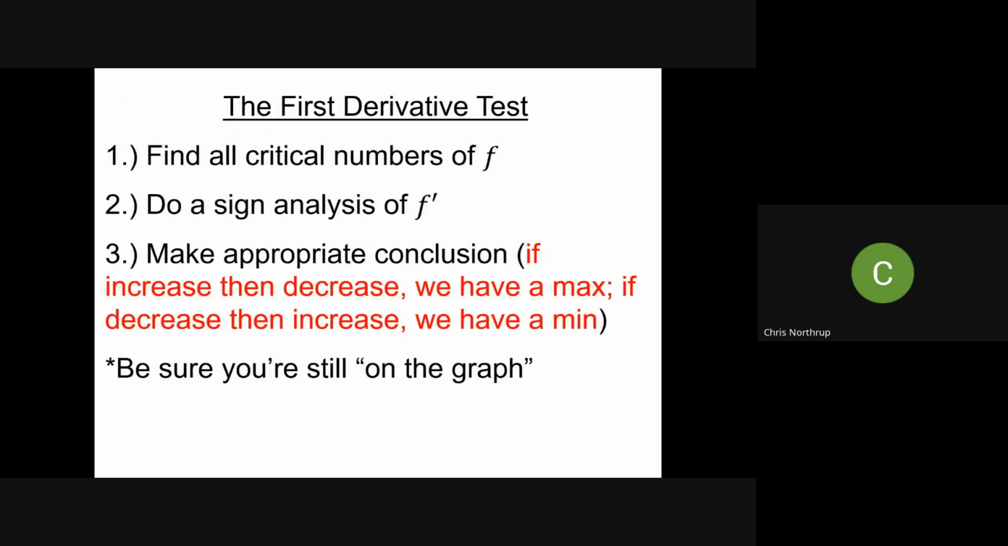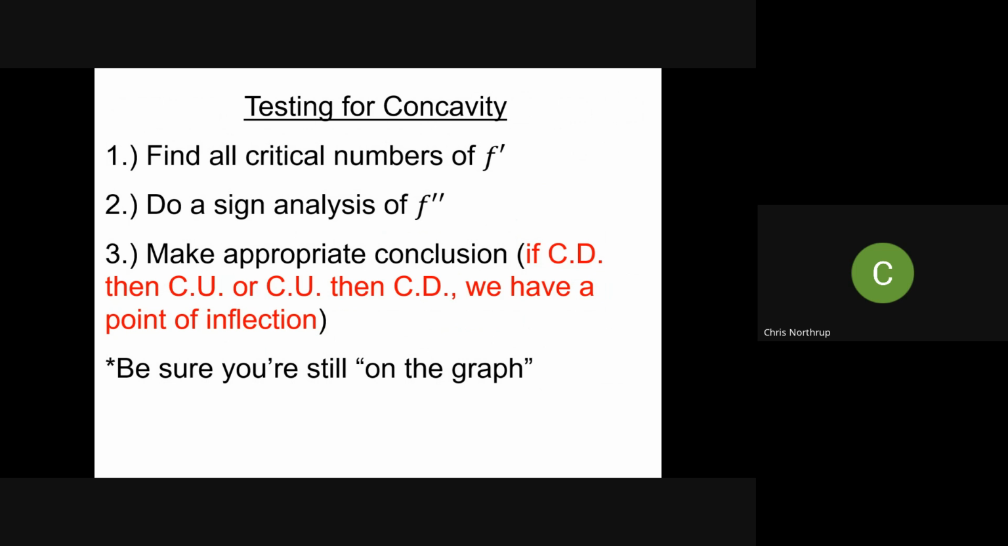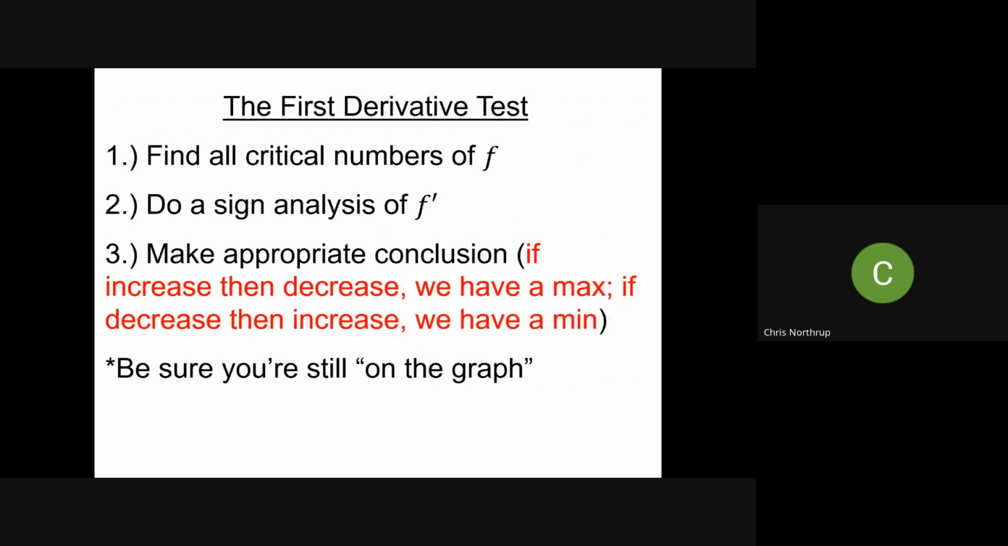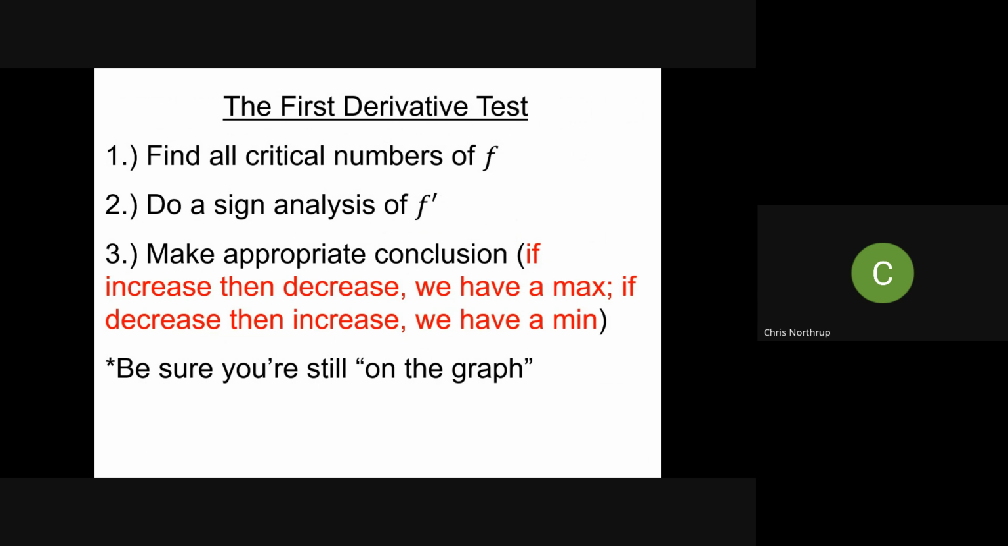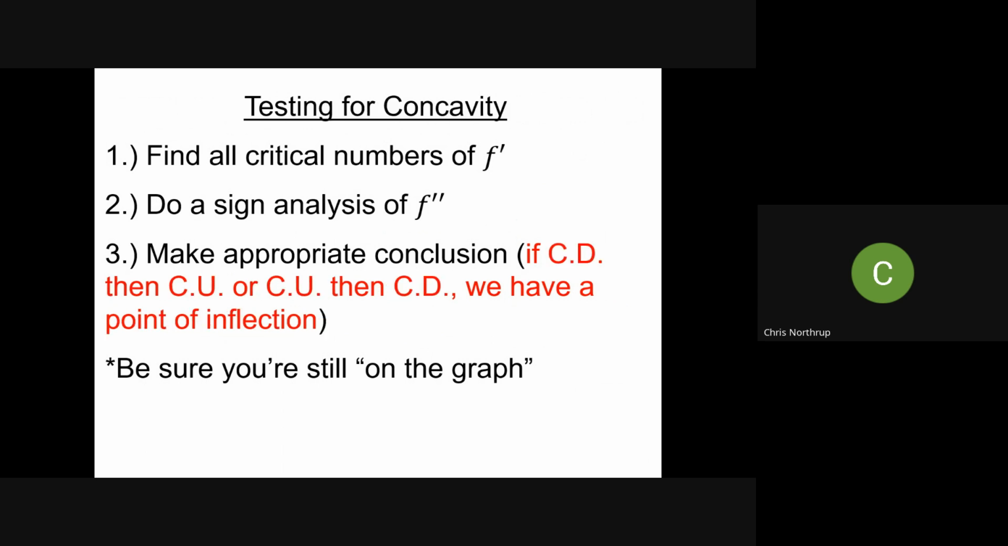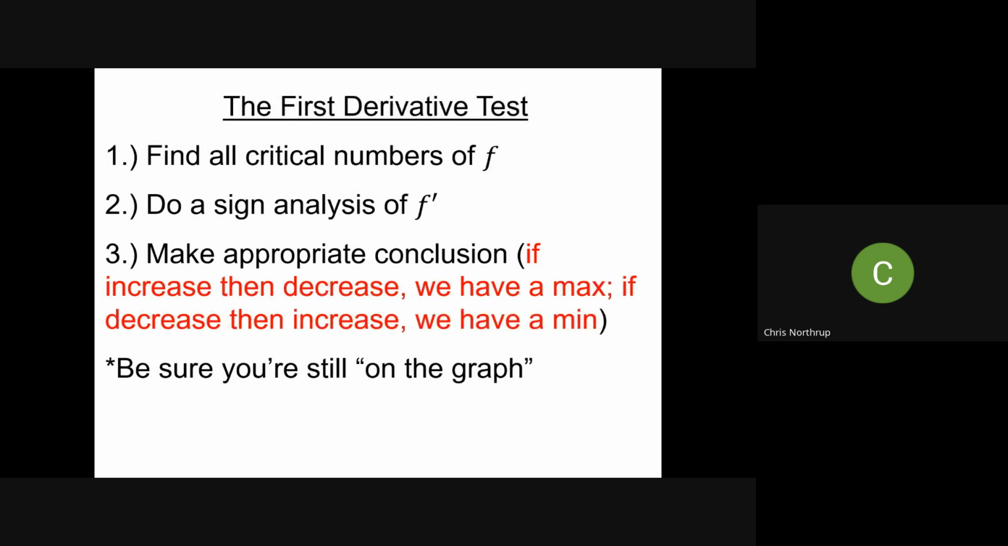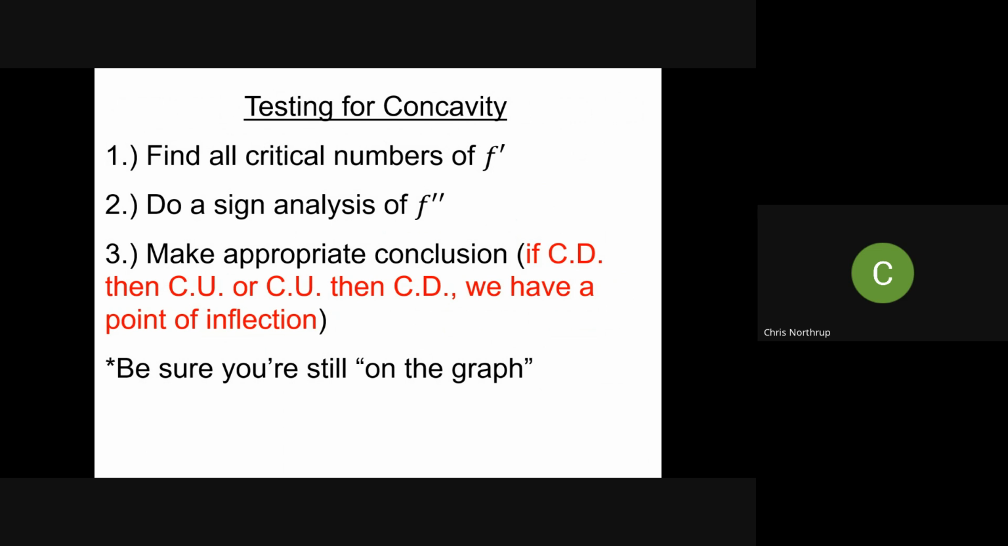So I'm going to bring that up. This is our first derivative test to find relative extrema. It's essentially the same process. The only difference is we're doing this with our first and second derivative rather than our function and our first derivative. So instead of finding critical numbers of f, we're going to find critical numbers of f prime. Instead of doing a sign analysis of f prime, we're doing a sign analysis of f double prime. And instead of making conclusions about extrema, we're making conclusions about points of inflection. So it's going to work essentially the same.